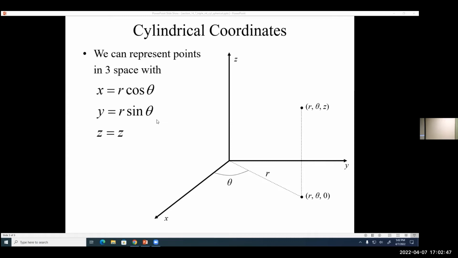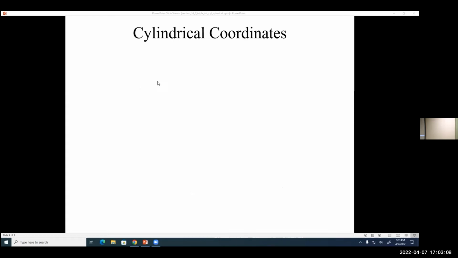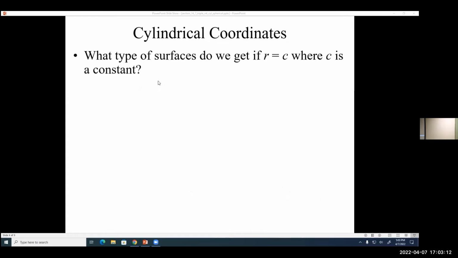All right, and I don't have them on the slide here, but just as another reminder, r squared equals x squared plus y squared, and tangent of theta equals y over x. Okay, those were our conversions for polar. All of those still hold for cylindrical. So let's go over this. We did this exact exercise when we saw these last time, but it's worth going over again.